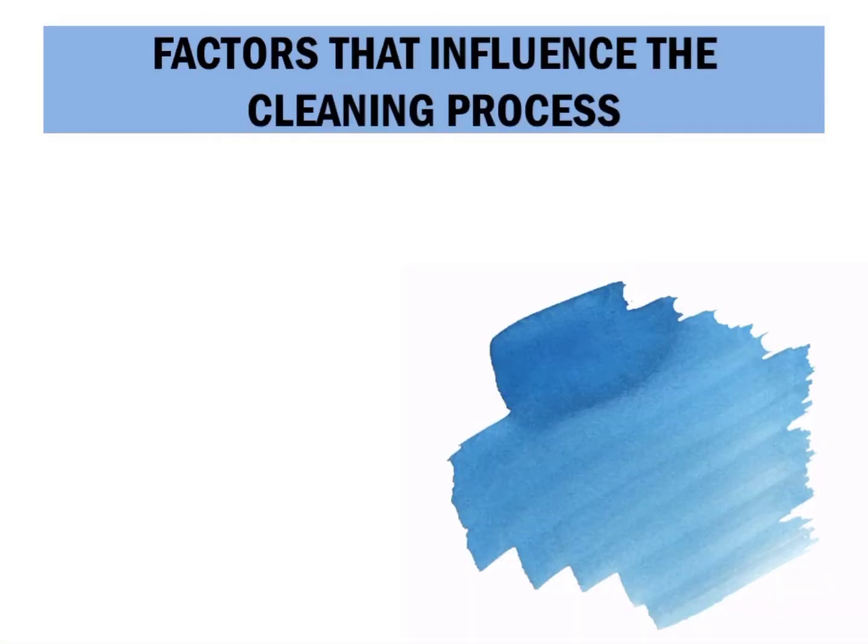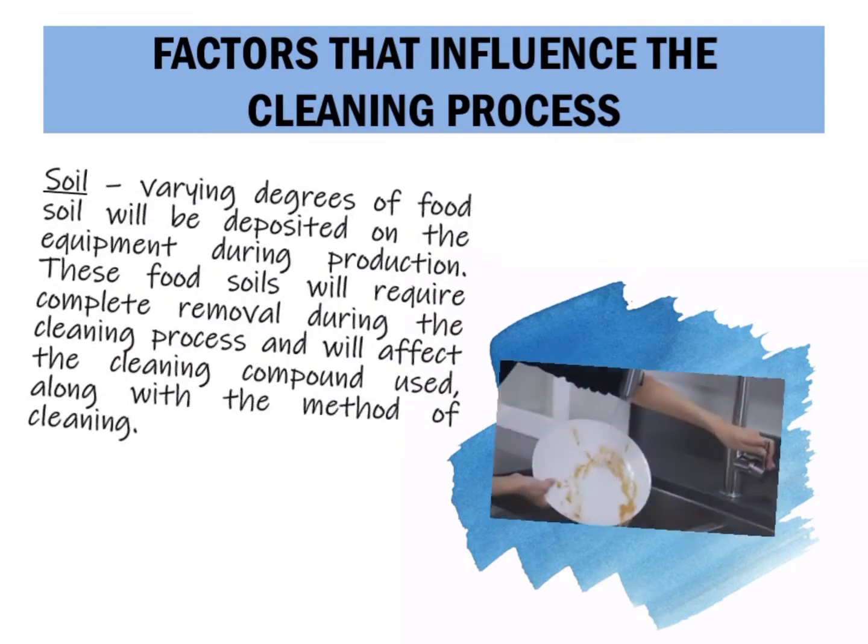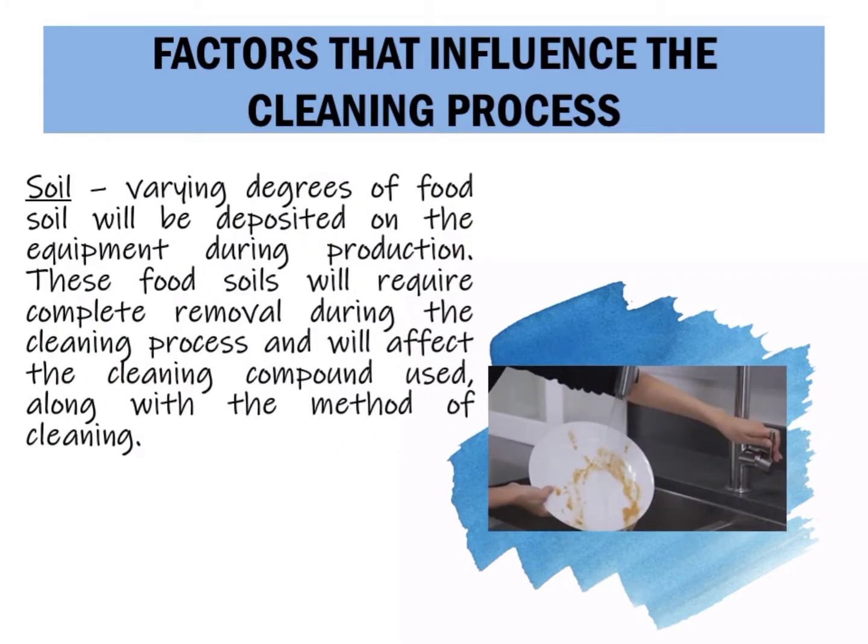The following are factors that influence the cleaning process. First, soil. What is soil? Soil is unwanted matter on the surface of an object that needs to be cleaned. Food soils will require complete removal during the cleaning process and will affect the cleaning compound used along with the method of cleaning.